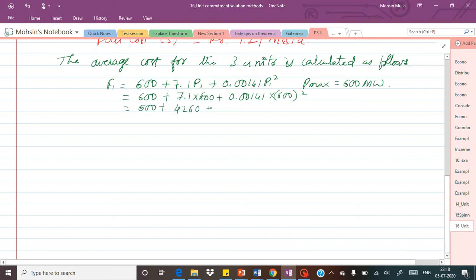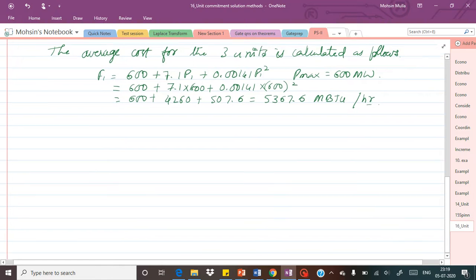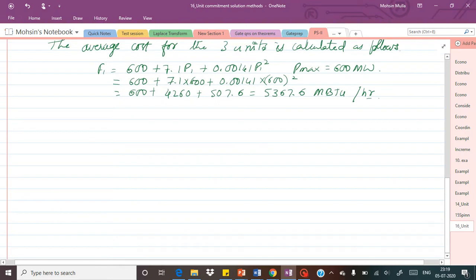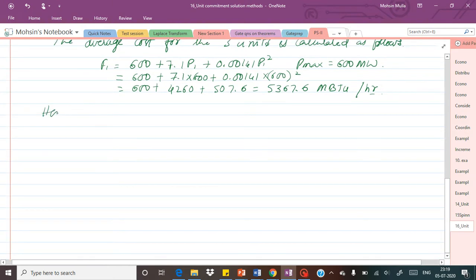So simplifying this, we are going to get around 600 plus 4260 plus 507.6, and totally we are going to get 5367.6 MBTU. So here it is per hour. This equation is for fuel consumption per hour, so here we got MBTU per hour. Okay, so now what will be the cost for this amount? Let us calculate that.